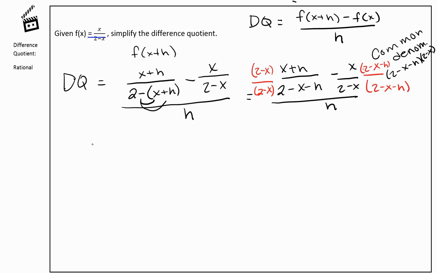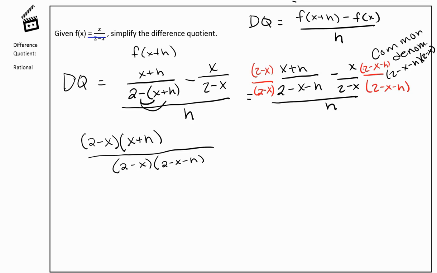So that first fraction, we're going to have 2 minus x times x plus h, and that will be over our common denominator, 2 minus x times 2 minus x minus h. And since we'll have the same denominator, we can combine them into one fraction, so we'll have minus x times 2 minus x minus h. And this whole thing is still over h. Okay, so for a minute we're only going to look at the very top.